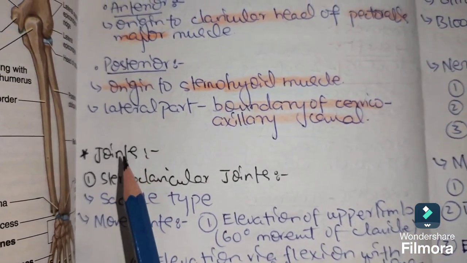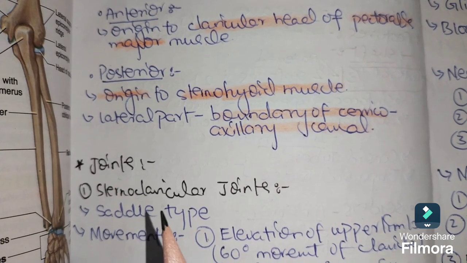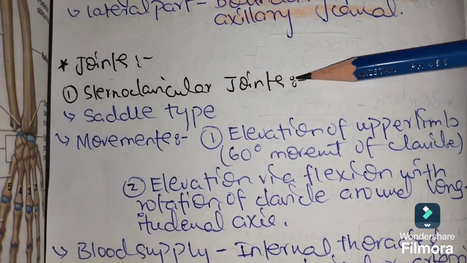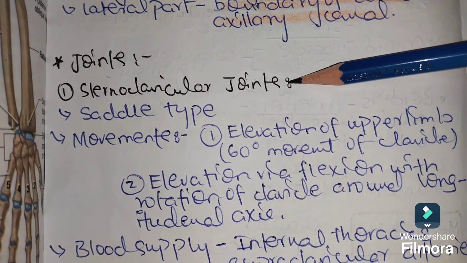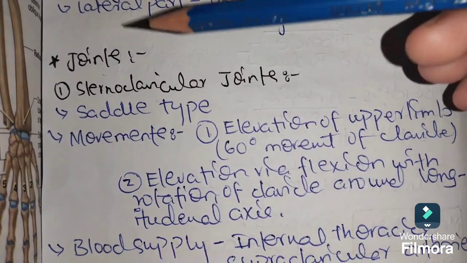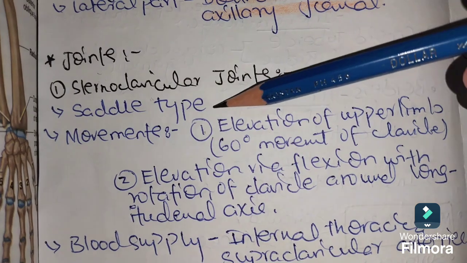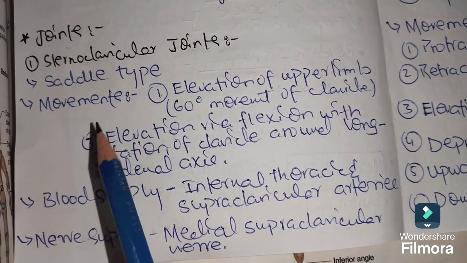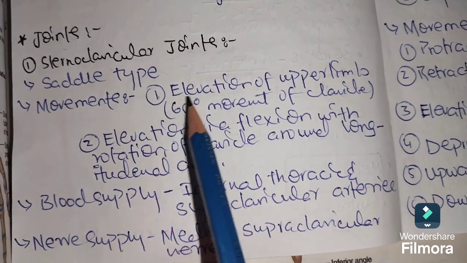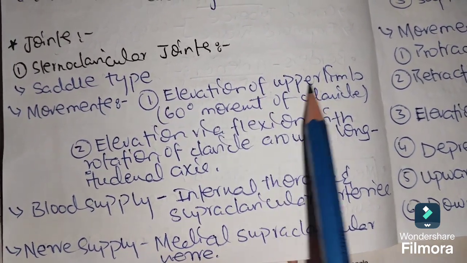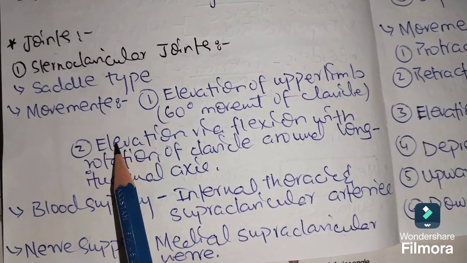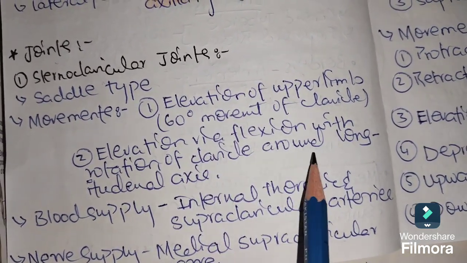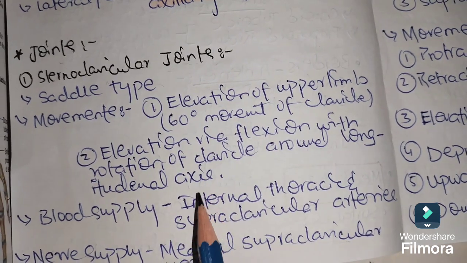Now let's talk about the joints that are associated with the clavicle bone. So on the sternal end, we have the sternoclavicular joint that exists between the sternum and the clavicle. It is a saddle type of joint, and the movements that exist at this joint are elevation of the upper limb, and secondly, elevation via flexion with rotation of the clavicle around its longitudinal axis.